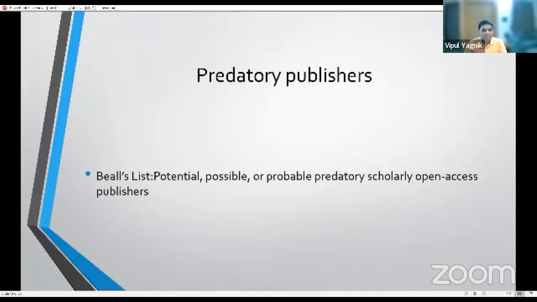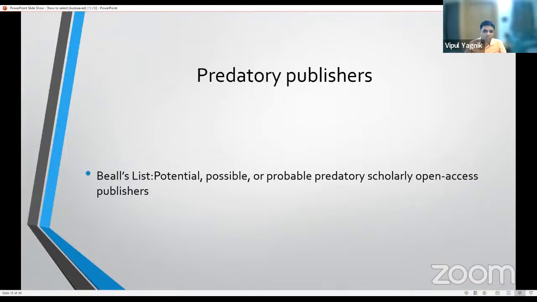Jeffrey Bell is a person who first established and who first defined the criteria for predatory journals. So if you see on the website, you will find Bell's list of predatory publishers. Bell's list basically includes potential, possible and probable predatory scholarly open access publishers, and that is available on the website.